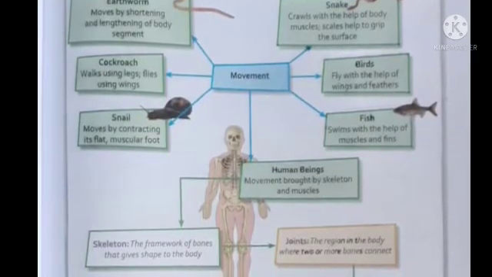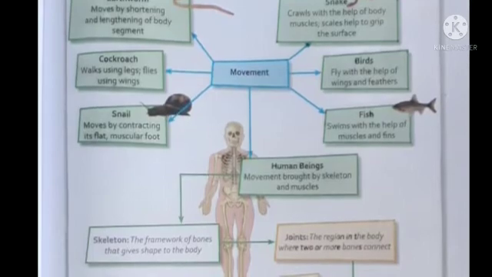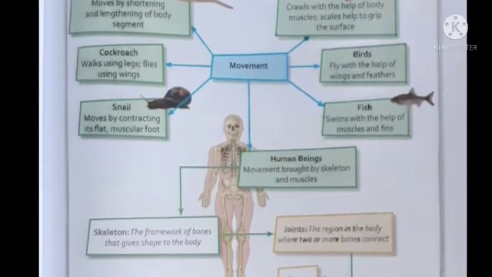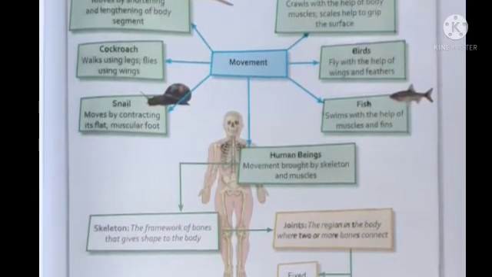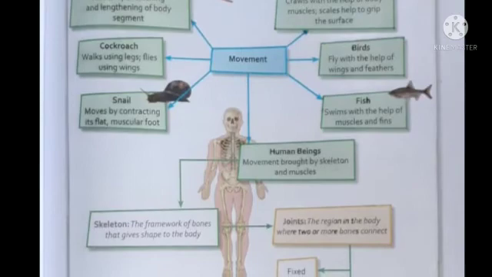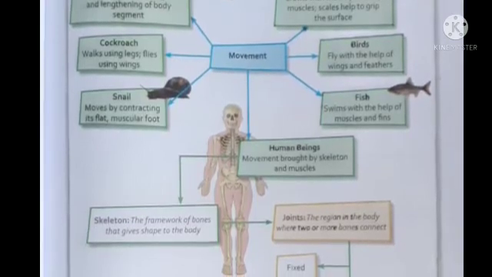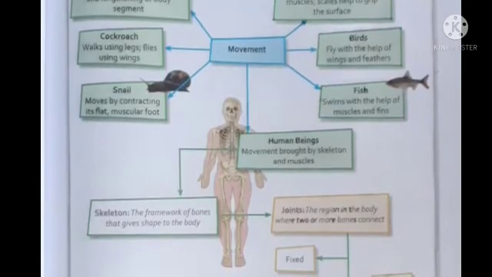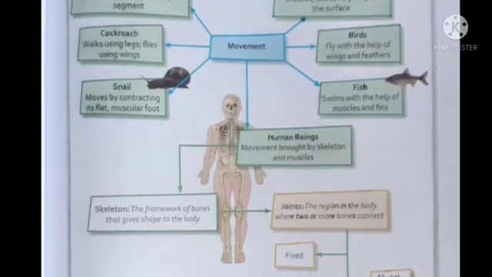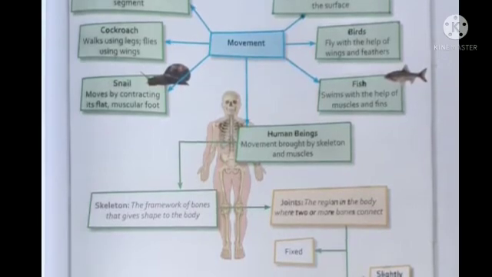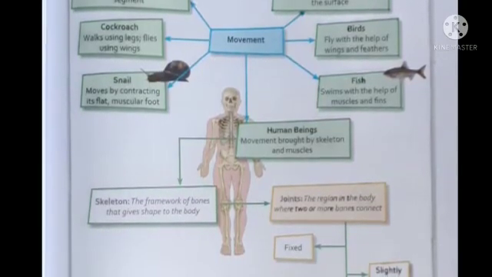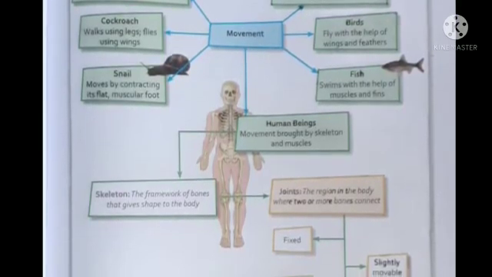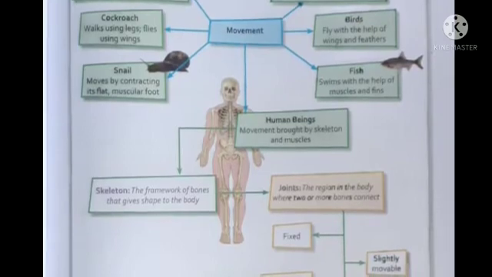Now the next one is snake. So students, snake crawls with the help of its body muscles, and scales present on the body help to grip the surface. The second one is birds. So basically birds fly with the help of wings and feathers. Now the next one which we have discussed is fish, and fish move with the help of their muscles and fins and also with the tail.